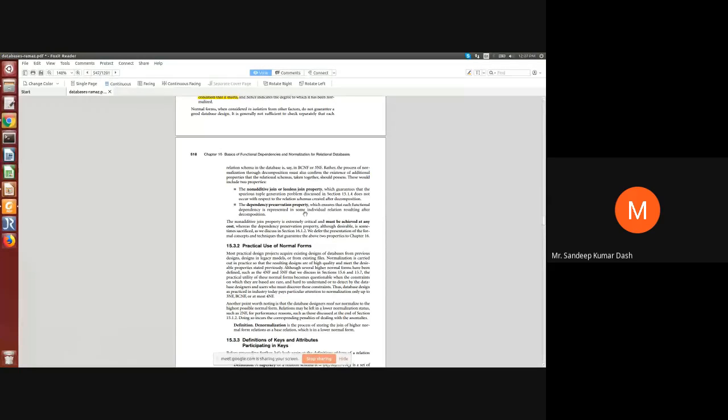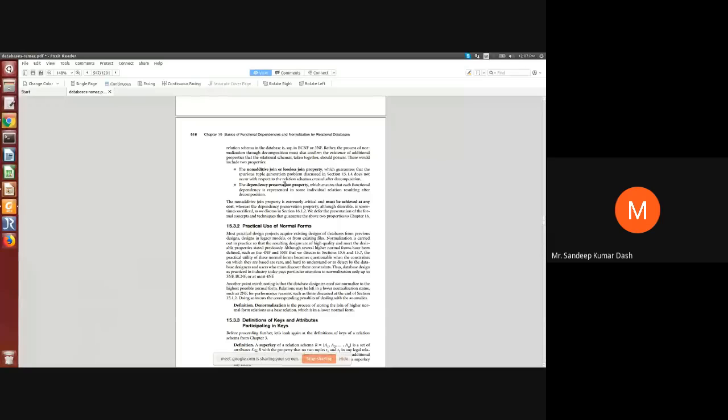Fine. So these two properties we will also take care of. This one is dependency preservation. Dependency preservation means, of course, functional dependency preservation. Another one is the non-additive join. That was the case of spurious tuples. I told you I will be telling it later.